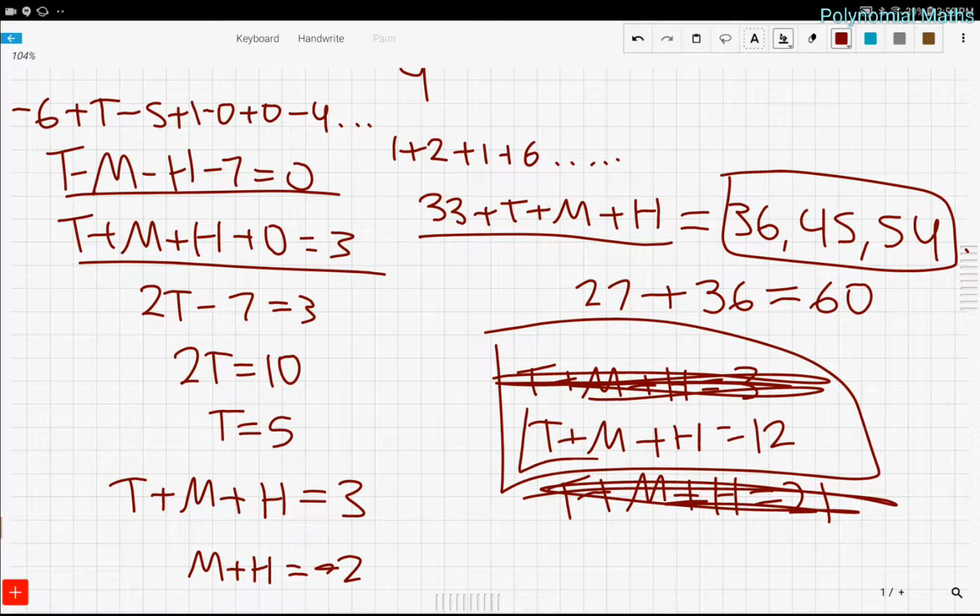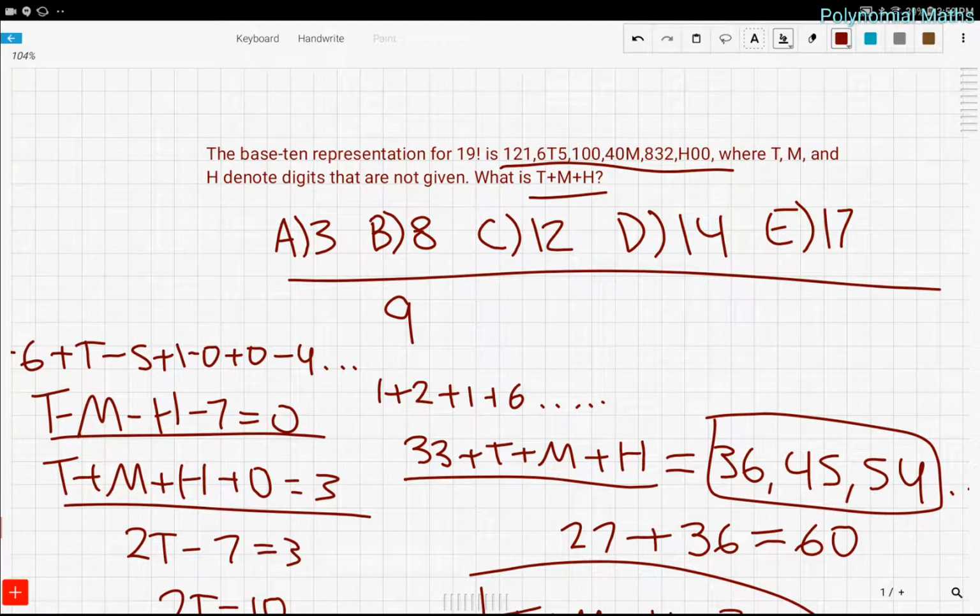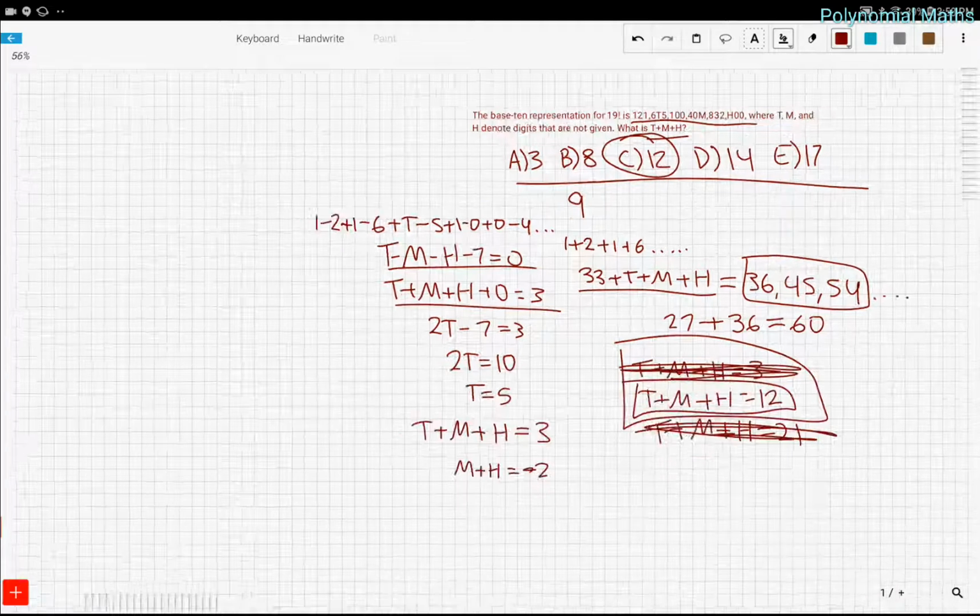Therefore, our only solution is T plus M plus H equals 12, which means our answer is C.